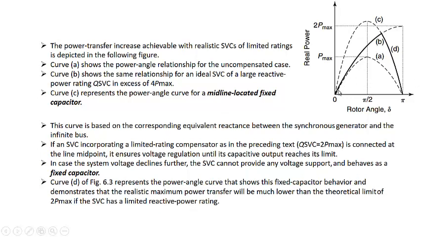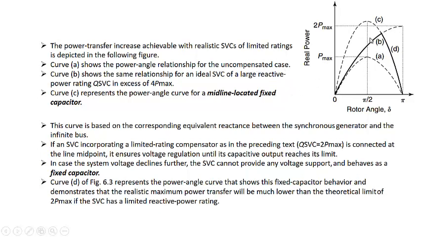Now for the uncompensated system, this will be the curve, governed by the equation P is equal to V square by X sine of delta. Curve B shows the same relationship for an ideal SVC with a large reactive power rating. That is, curve B will be like this. This is the relationship of the real power. It will be equal to twice V square by X sine of delta by 2.